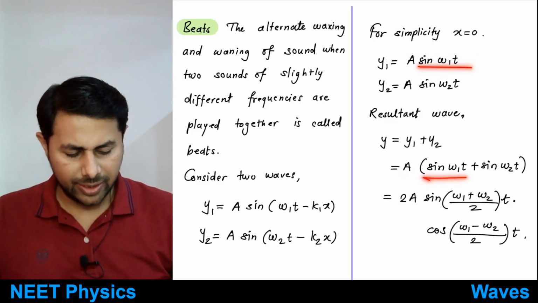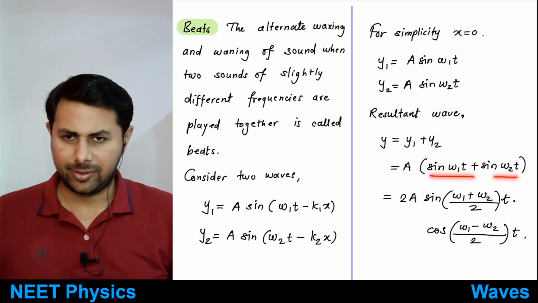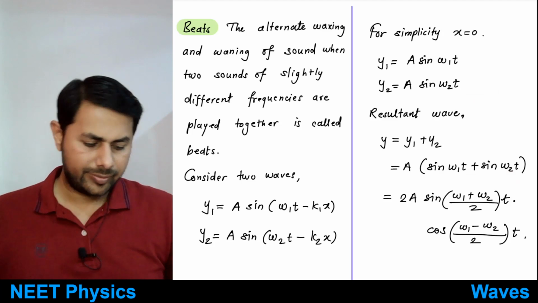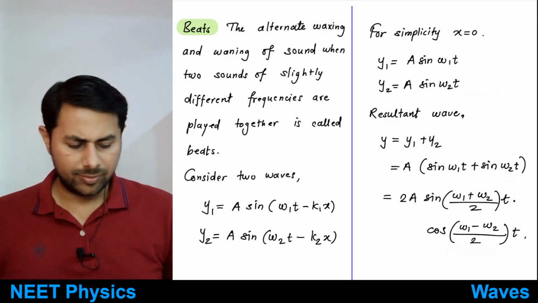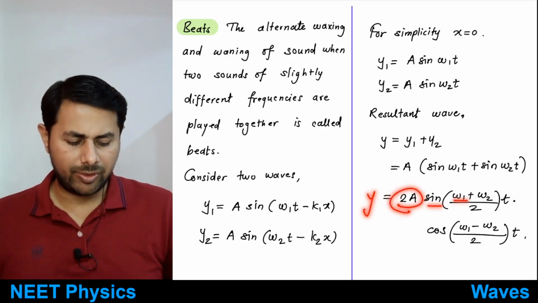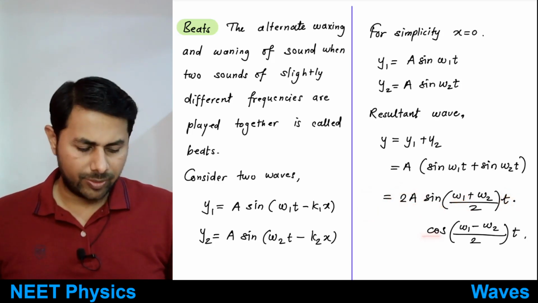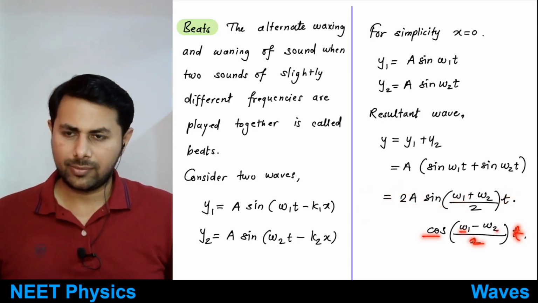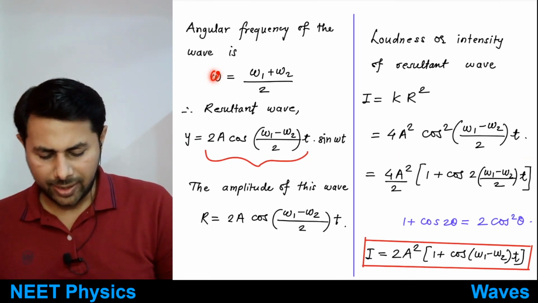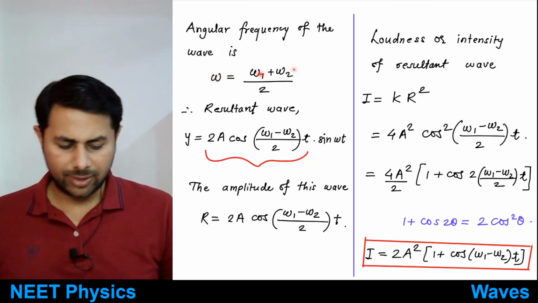So sin ω1t plus sin ω2t, and then you have this formula sin A plus sin B, which is 2 sin of (A+B)/2 multiplied by cos of (A−B)/2, and that's it. So y is equal to 2a multiplied by sin of (ω1+ω2)/2 into t, and multiplied by cos of (ω1−ω2)/2 into t. Okay, so then you can see we'll write this ω as the average angular frequency, and we write it as (ω1+ω2)/2.